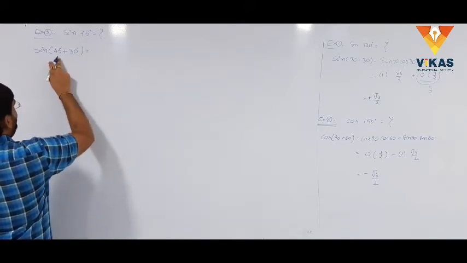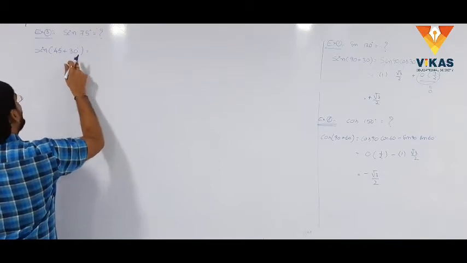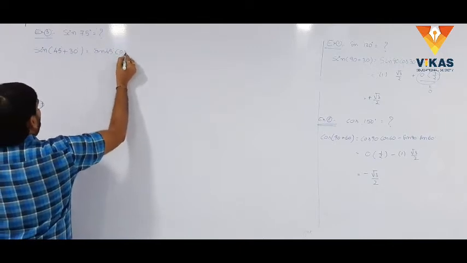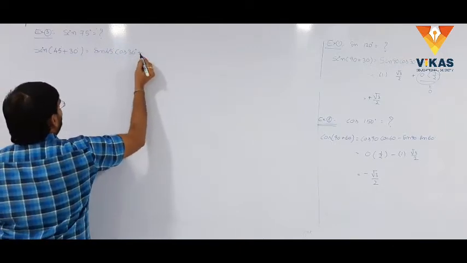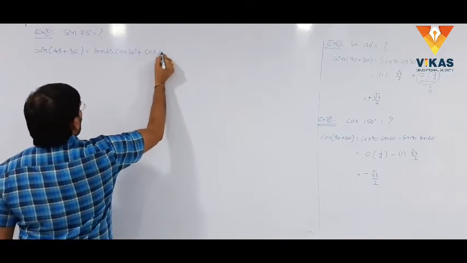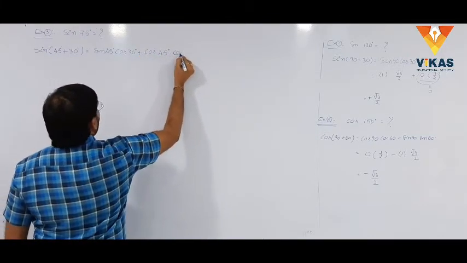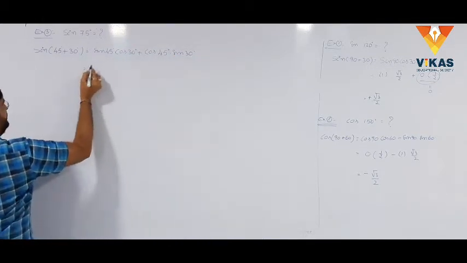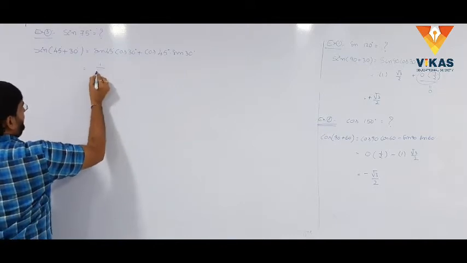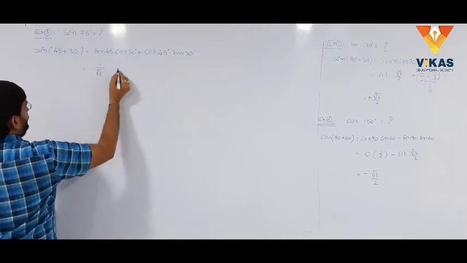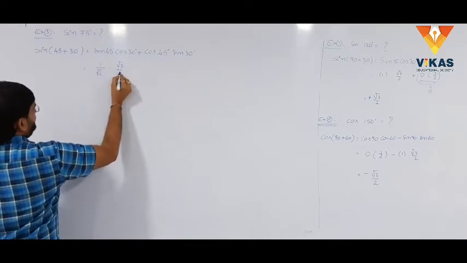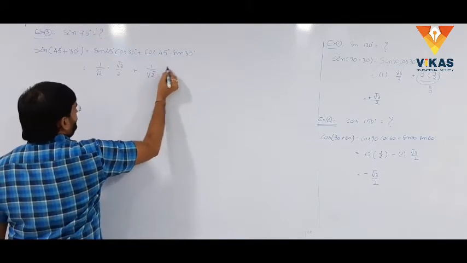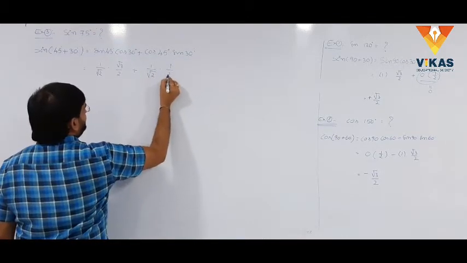Listen, what is the formula for sine A plus B? Sine A cos B plus cos A sin B. So it is sine 45 cos 30 plus cos 45 sine 30. We know the value of sine 45 is 1 by root 2. The value of cos 30 is root 3 by 2. Plus the value of cos 45 is 1 by root 2. The value of sine 30 is 1 by 2.